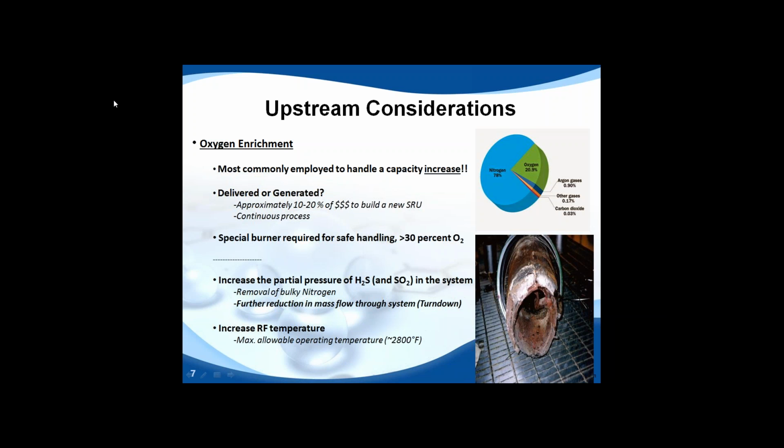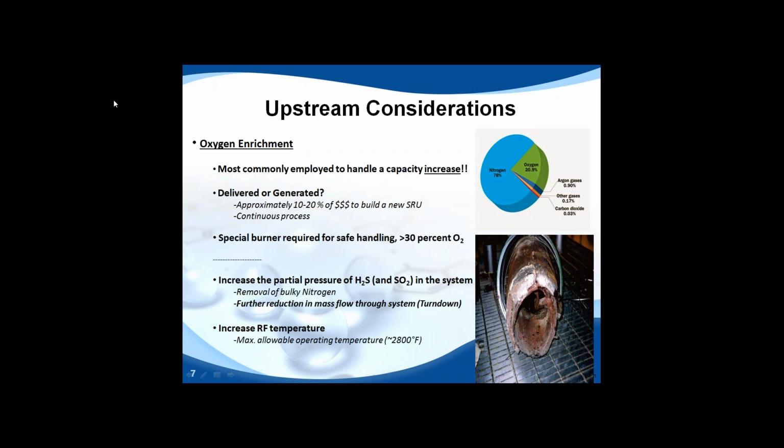What's important to remember here is that relative to air, this enriched oxygen stream, which has less nitrogen in it, means we've essentially had a further reduction in overall mass flow through the system. And that is what turndown is. Definitely, being able to burn something with a stream richer in oxygen, we're able to increase our overall reaction furnace, or RF, temperature. And what's important to note is that temperature excursions are common with oxygen enrichment.